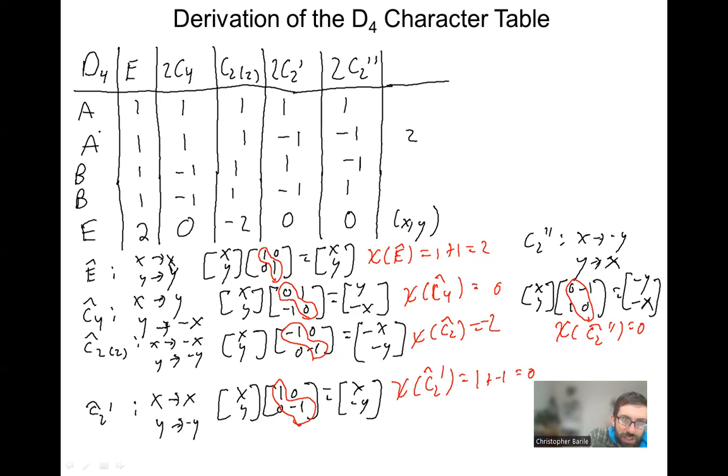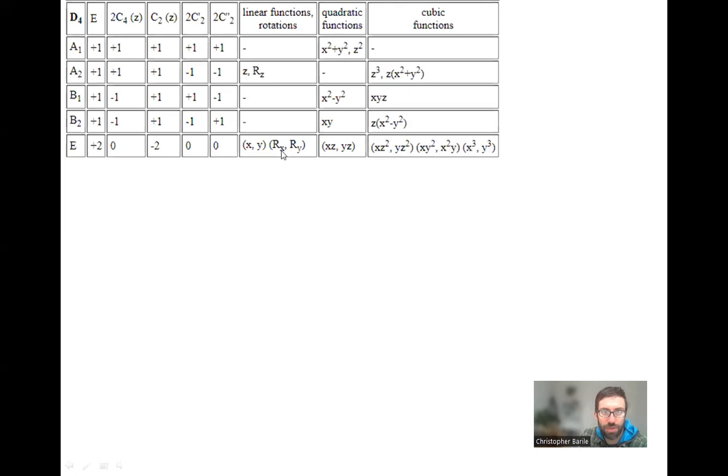Now, we can't have two things called A or two things called B, so we have to further distinguish these. And the way we do it is we just look at the next character where there's differentiation. In this case, the C2z's are all symmetric, so that doesn't help us. So we're going to use this one. And so you can see what ends up happening is that you end up calling the subscripts 2's when you have a -1 under the primes, and 1's when you have a +1 under the primes.